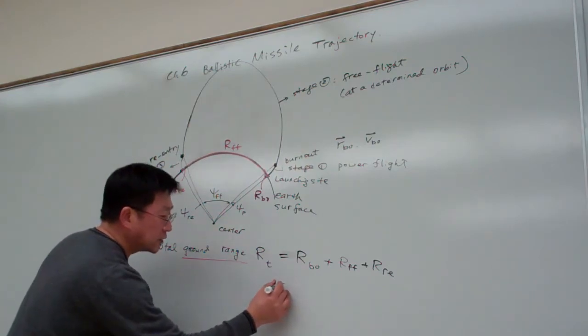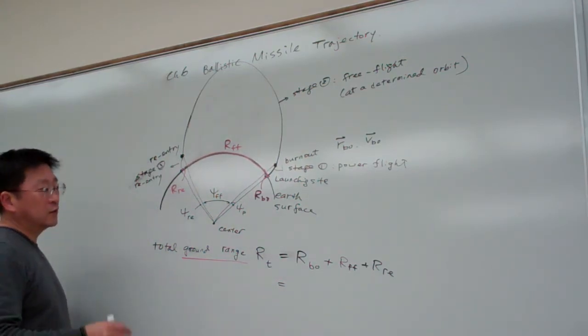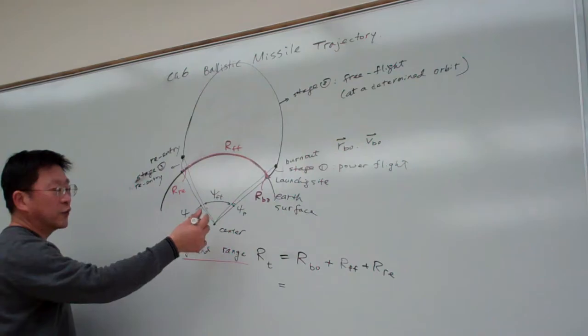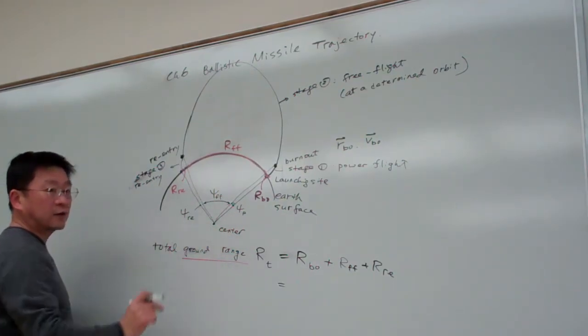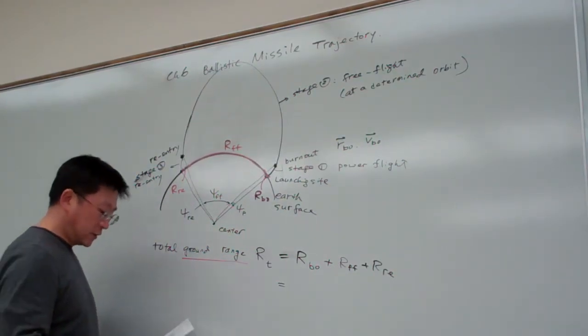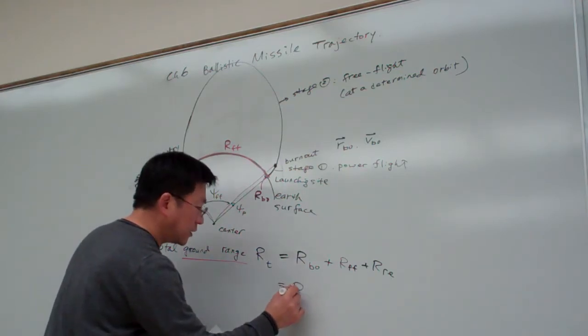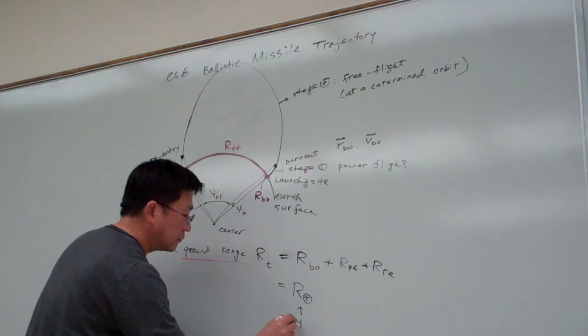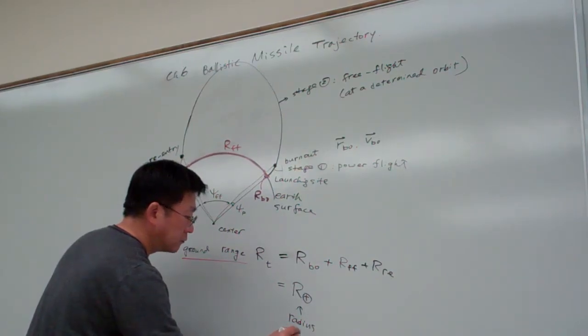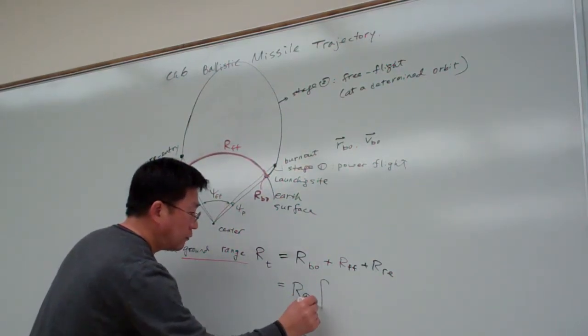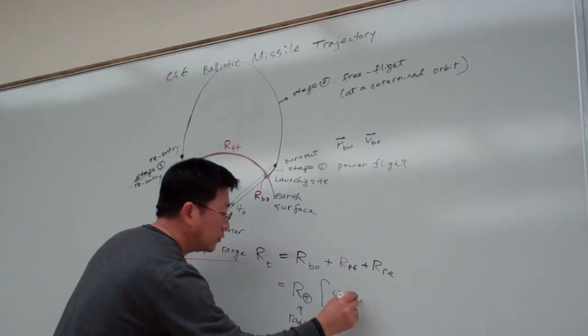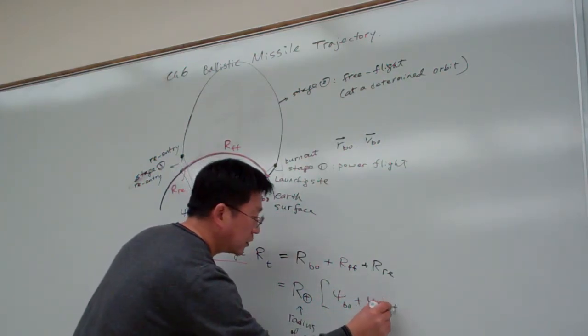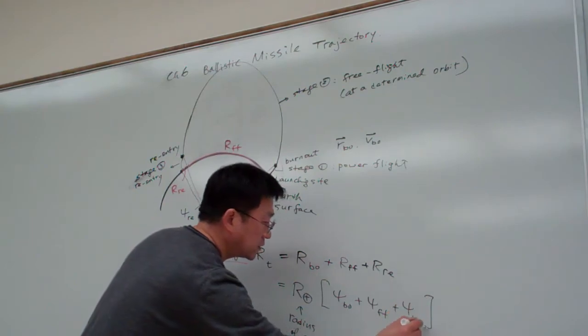And this one can be determined by simply multiplying the radius of the Earth by each angle. So if you like, you can say that is the range, R times phi burnout plus phi flight plus phi re-entry. That's it.